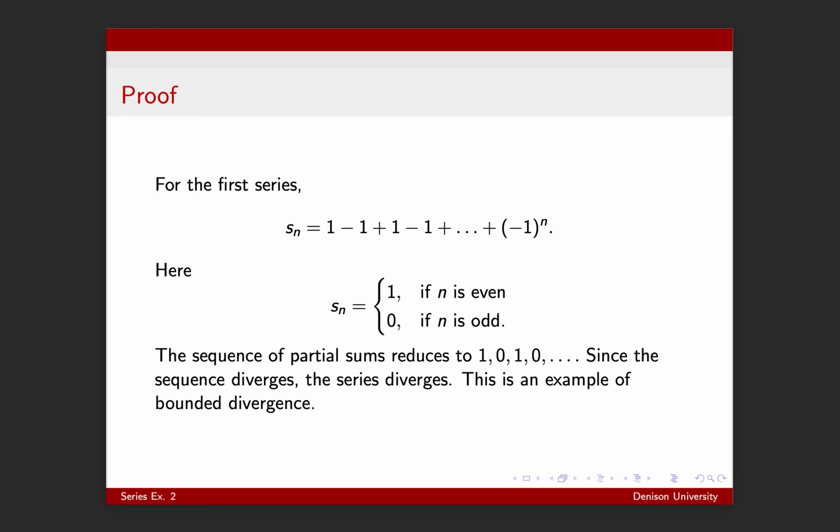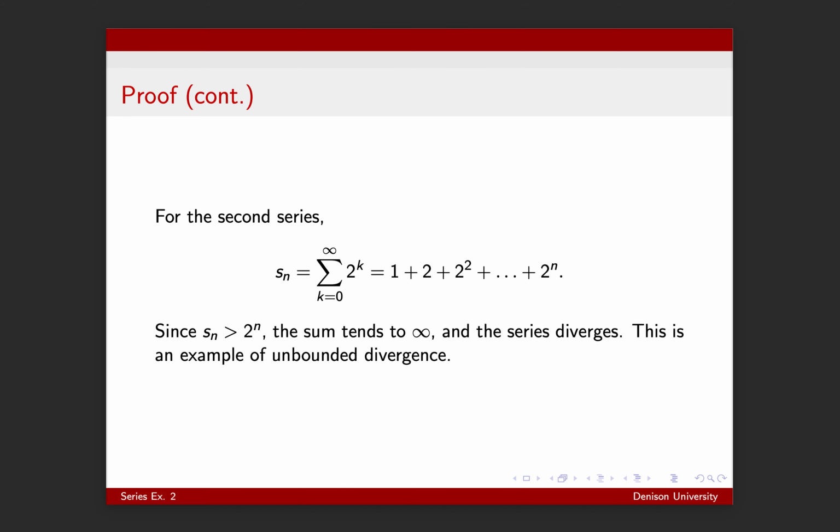Since the sequence diverges, the series diverges. So this is an example of bounded divergence. And we say this is bounded because this sequence of partial sums reduces to this sort of binary sequence where it's between 1, 0, 1, 0, just bouncing back and forth between 0 and 1. So this sequence diverges and it's bounded by those two values, the 0 and 1.